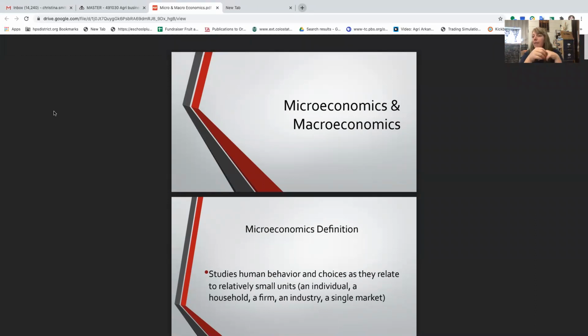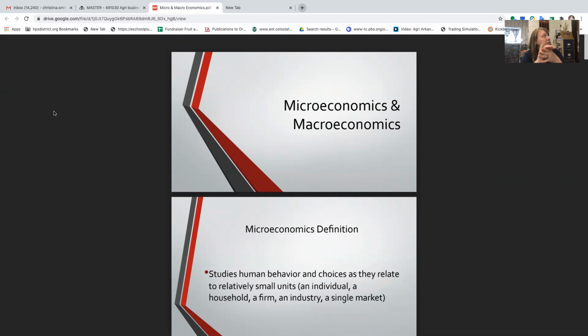So we know that micro means what? Small, tiny, right? So these are economics on a small scale. We know macro means what? So macro is the opposite of micro. So macro means large. Micro and macro, right? So micro means little, macro means large. So if you see those as prefixes for other words, you'll know that that's what those mean.